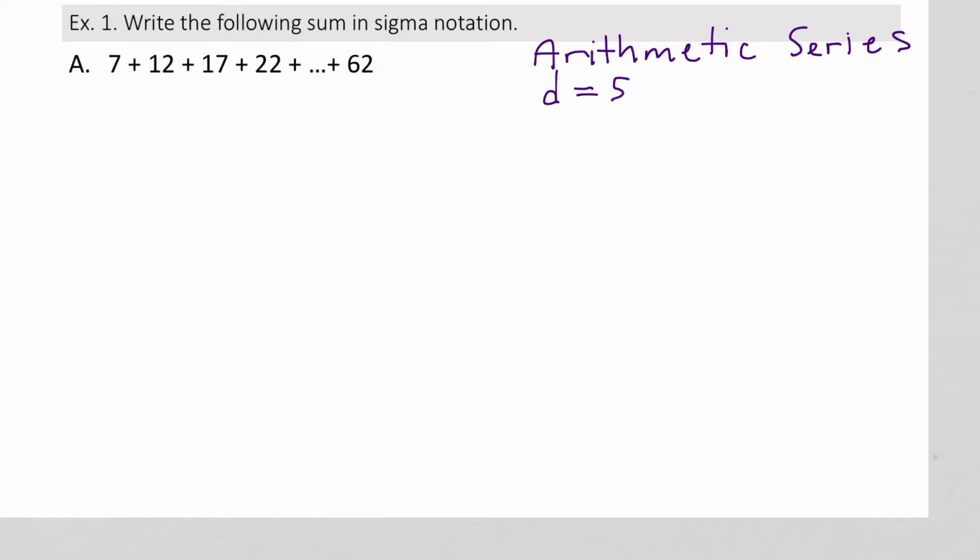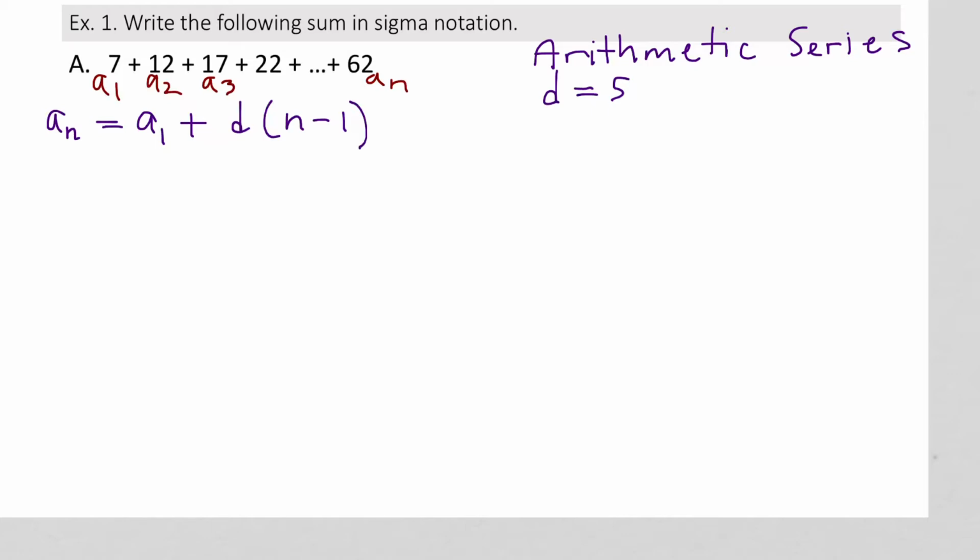So if you have an arithmetic series, then a sub n is equal to a sub 1 plus your little d times n minus 1. And what we mean by a sub n or a sub 1, let's just label these terms. So this is a sub 1, a sub 2, a sub 3, all the way up to the last term, which we call a sub n.